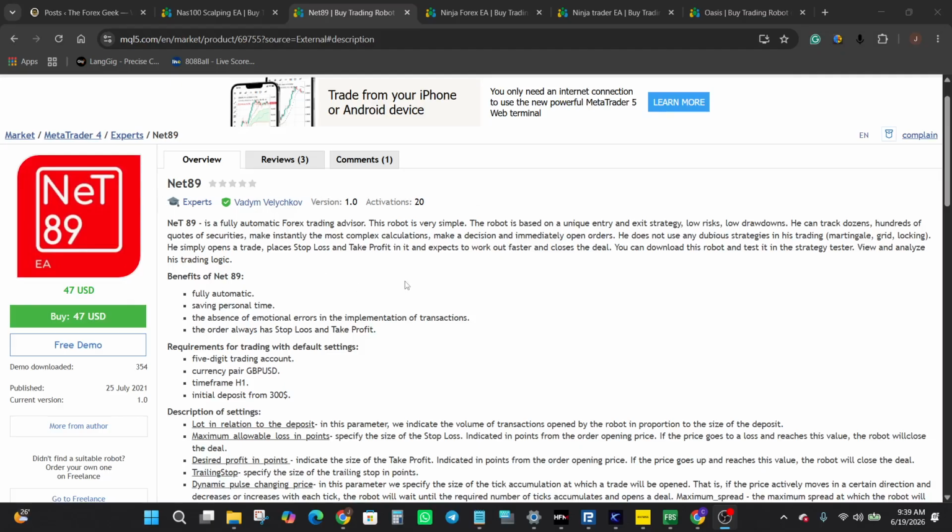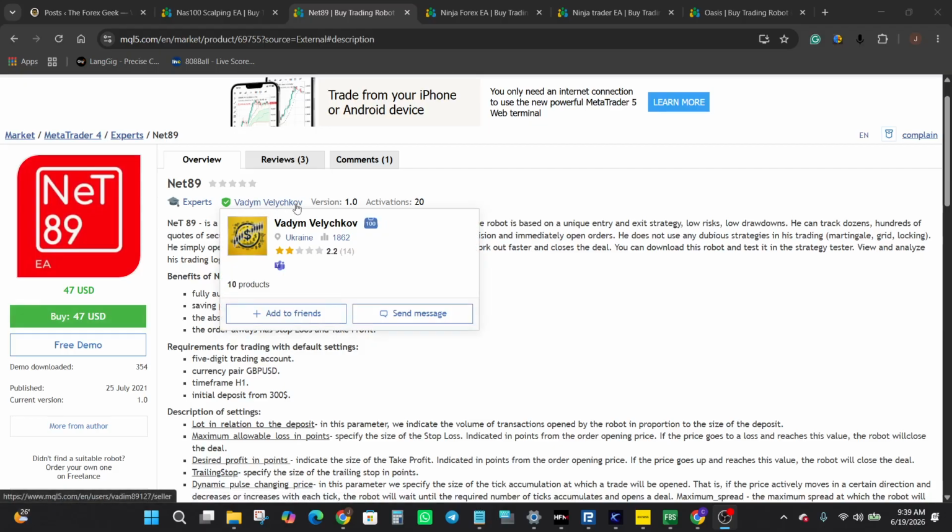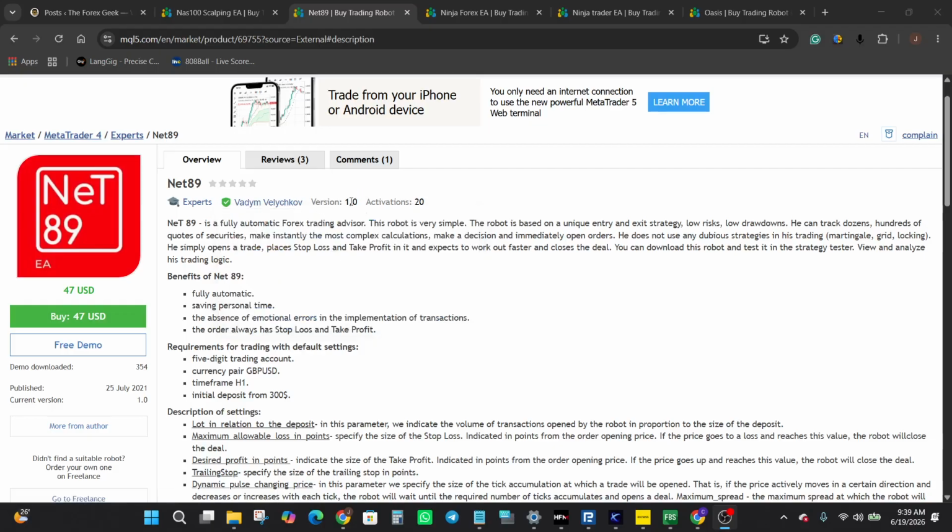So starting with the marketplace page, Net89 EA is currently listed at $47. The developer is Vadim Velichkov, and the version displayed here is version 1.0. According to the description, this is a fully automated Forex trading advisor designed to operate without manual intervention once it has been configured and attached to a chart.